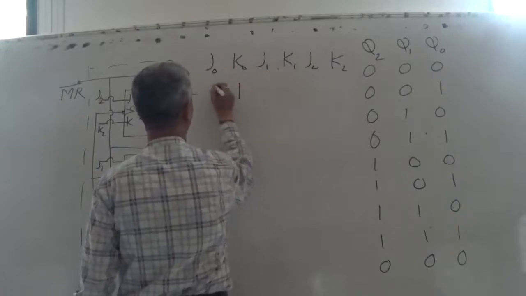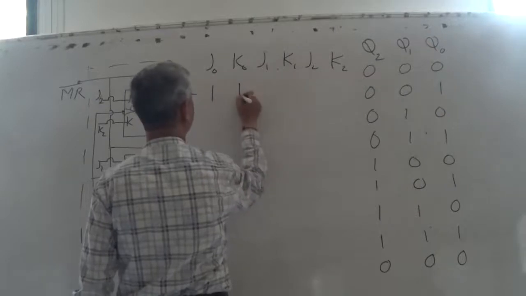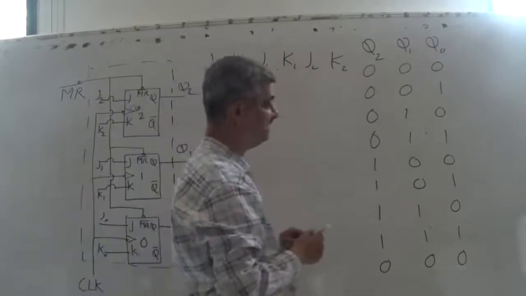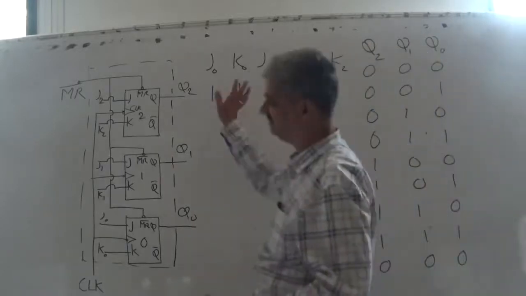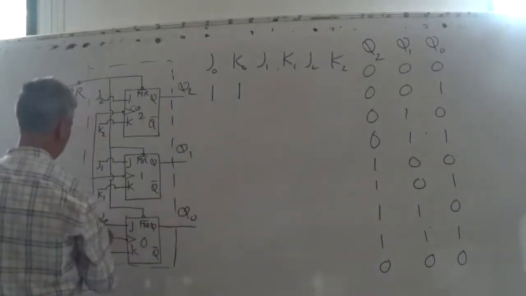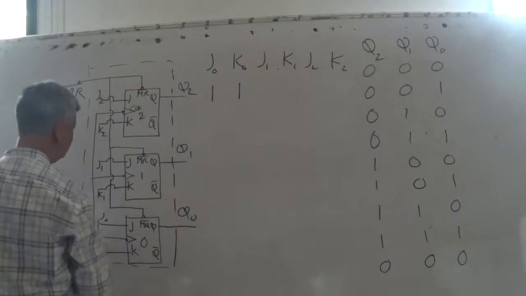Why fixed? Because for all states of the 3-bit up counter, the next state consists of the toggled output of bit number 0, Q0. So always toggling is ensured by making J0 equal to 1 and K0 equal to 1, that I will tie to VCC. This I will put to VCC, this I will put to VCC 1.